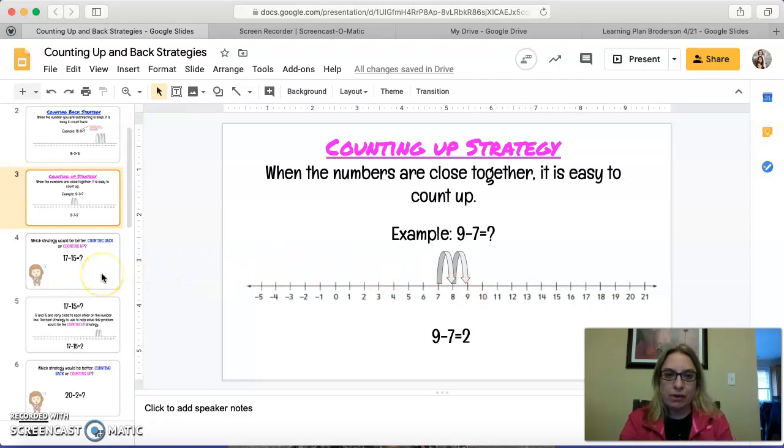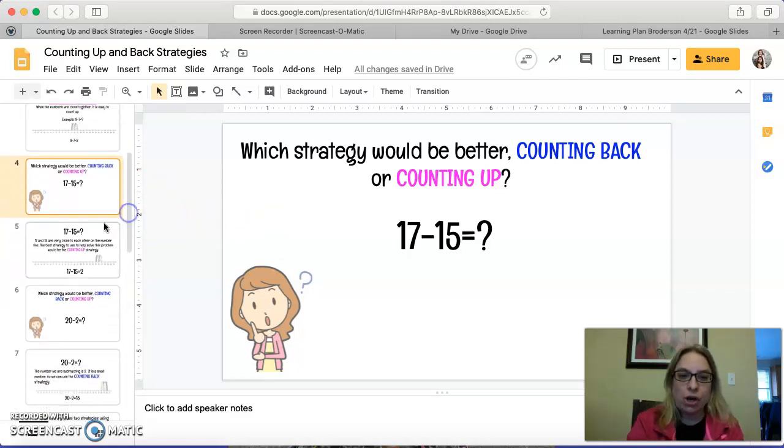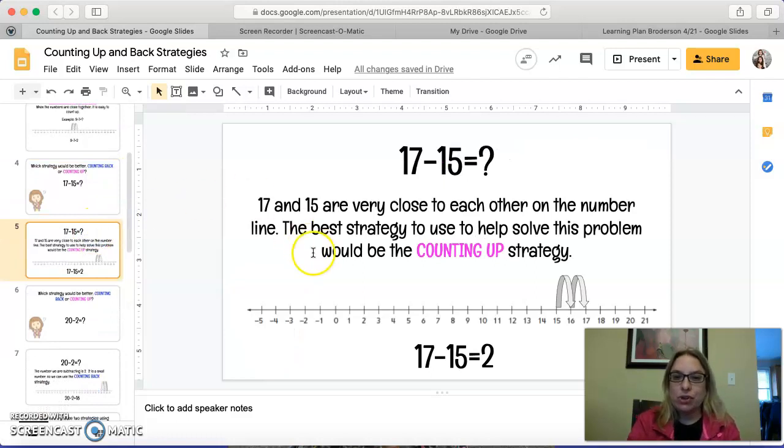So now thinking about the counting back and the counting up strategy, let's look at this problem. 17 minus 15 equals question mark. Well, think. Are the numbers close to each other? Is the number we're taking away small? Okay, so the numbers are close together. So we are going to count up. We would start at 15 and see how many hops it takes us to get to 17. So we have 1, 2. So 17 minus 15 equals 2.